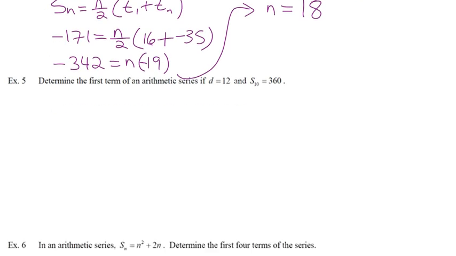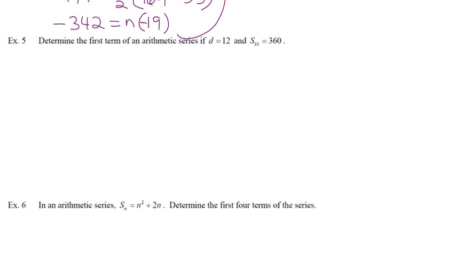Comments? Concerns? Determine the first term of an arithmetic series if D is 12 and S10 is 360, right? So you got to keep straight. We're not looking for the first term of a sequence. Well, actually, we sort of are, because the first term of an arithmetic series is the first term of the arithmetic sequence. Okay? So, what are we trying to find when it says determine the first term of the arithmetic series? T1 is what we want to find.